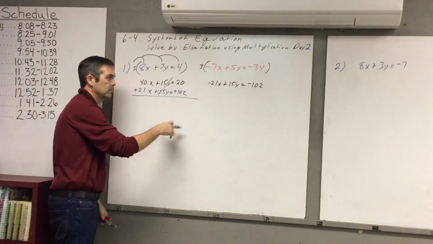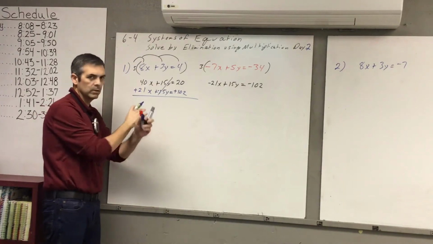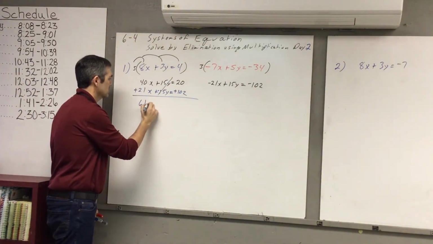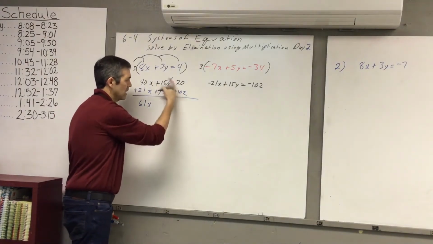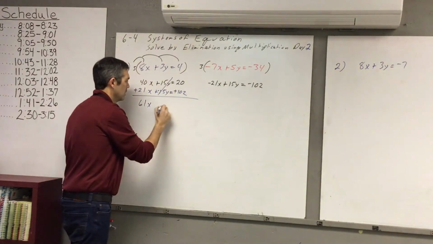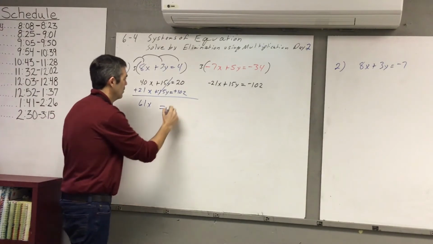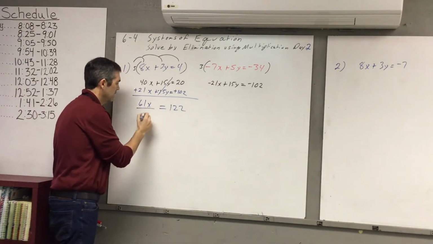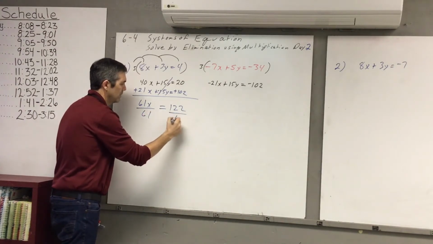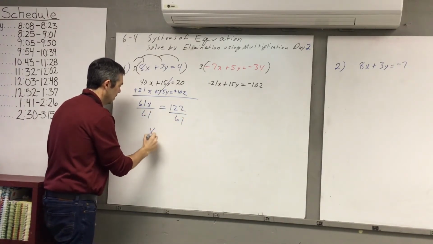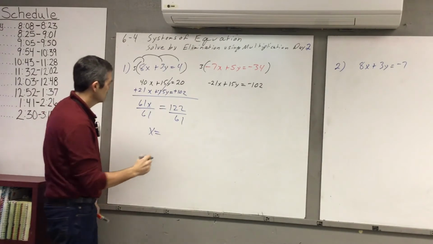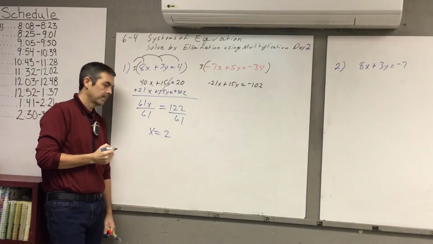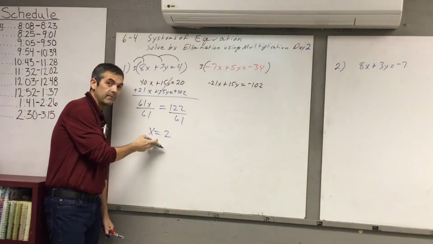That's what's happening here. Getting rid of one of my variables so I can solve for the other one, to find out where these two lines cross. So add them up, 61x. The y's got rid of each other, that was the whole point, equals 122. Divide by 61, divide by 61, x equals 2. Now we have half of our stuff done.